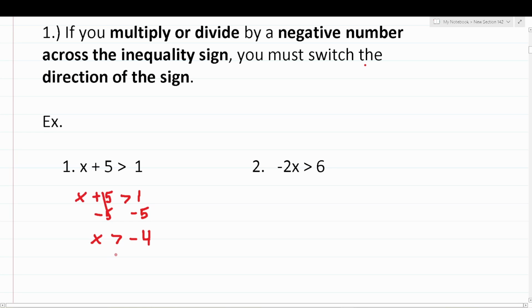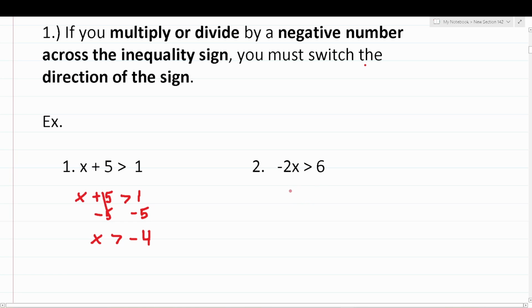Now you noticed that I did not switch or change the direction of my inequality sign. Why? Well, I just subtracted here. I did not multiply or divide by a negative number. You can add and subtract across the inequality sign all day long. That does not affect the direction of the sign.